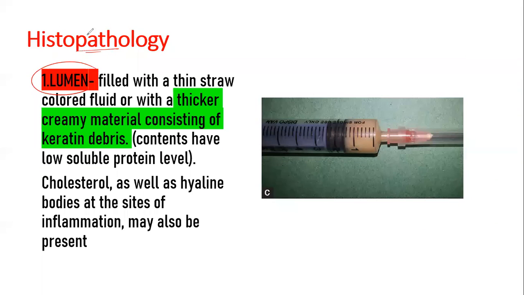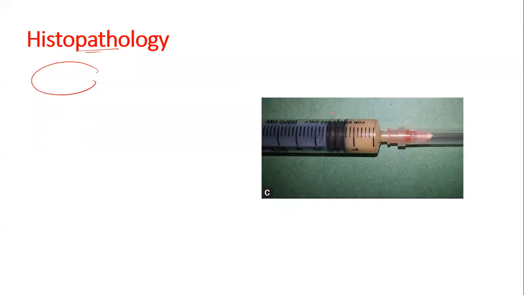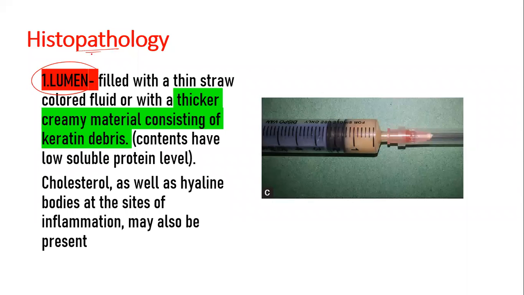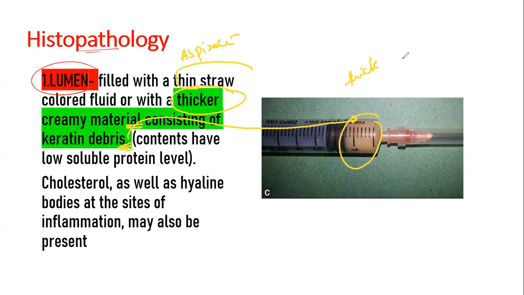Now, if I got a cyst that looked something like this, and if I were to aspirate its contents, I would notice a thin straw-colored fluid or a thick creamy material consisting of keratin debris. So in this injection, I have got a thick white, brown, pale colored, creamy, cheesy material, right?